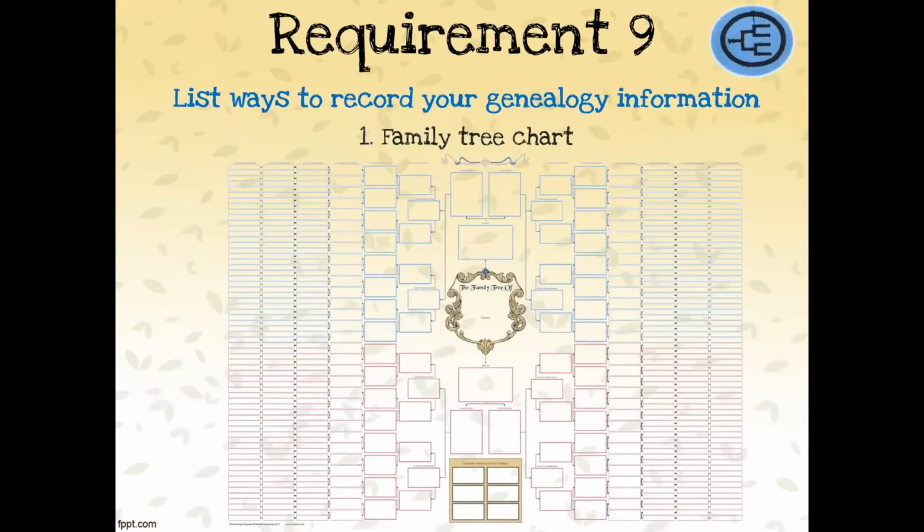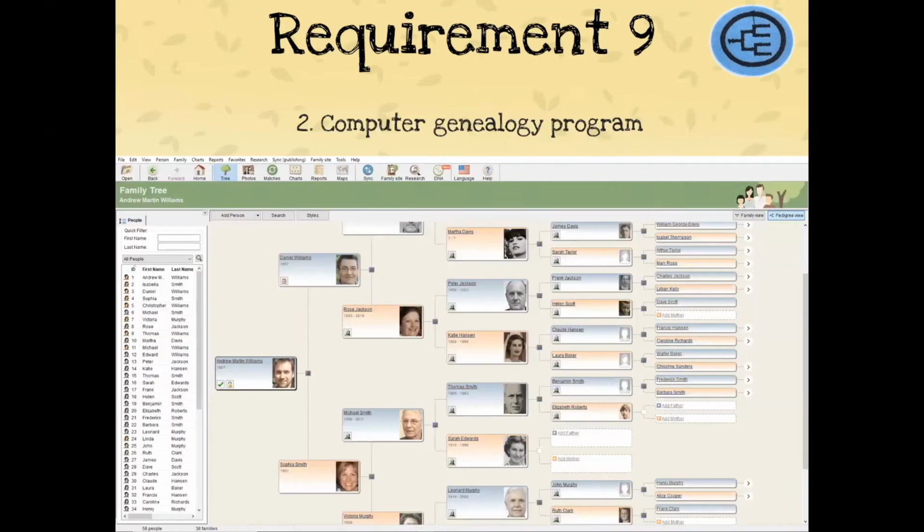It asks us to list ways to record our genealogy information. And there are various ways in which you can record. Here is an example, and one example is a family tree chart. You can write things down in the chart. You can put all the information into a chart.